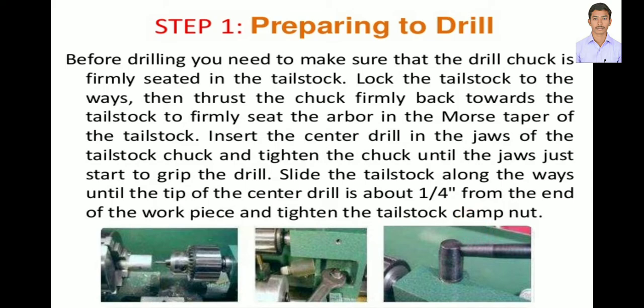Slide the tailstock along the base until the tip of the center drill is about 1/4 inch from the end of the workpiece, and tighten the tailstock clamp nut. Tighten the workpiece and the cutting tool of the drill chuck. So these are the steps to complete making a hole on the workpiece. This is the drilling operation.